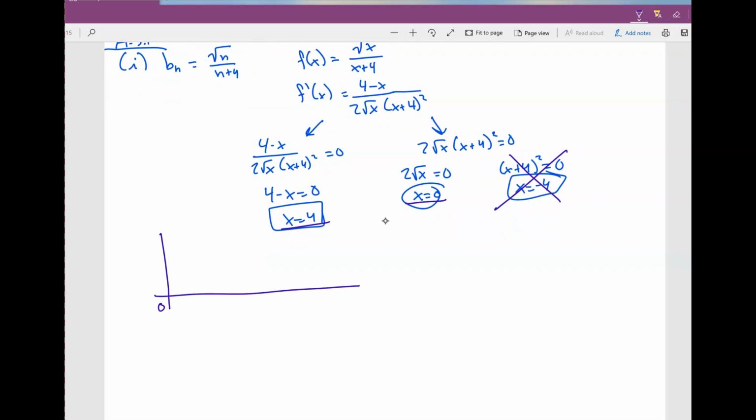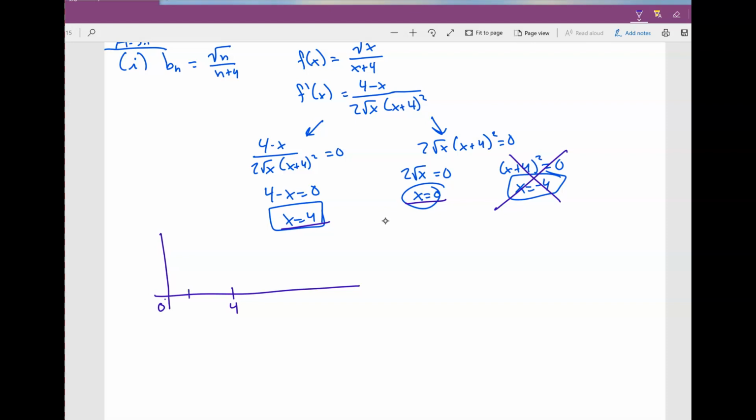Okay, so here's 0 and here's 4. We just need to make sure that this is decreasing. So eventually it has to decrease. So between 0 and 4, how are we going to do this? Well, we have to plug in a point that's between 0 and 4. One thing that you can plug in is 1.